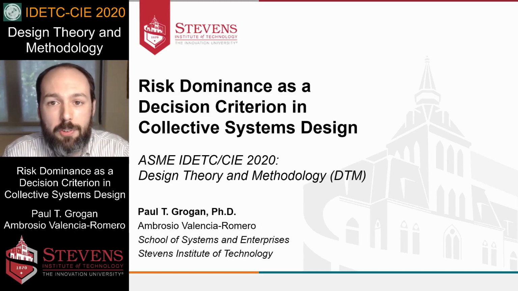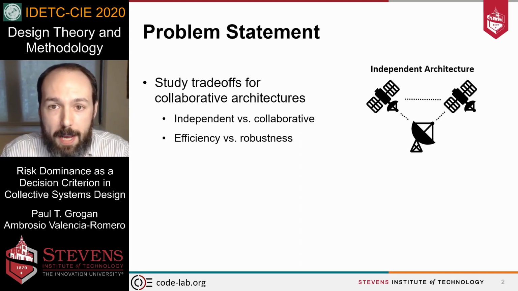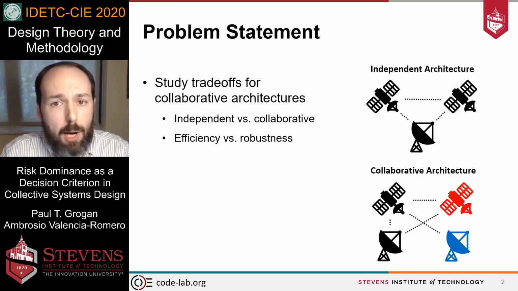This talk is Risk Dominance as a Decision Criterion in Collective System Design. This work studies trade-offs that are inherent for collaborative architectures. For example, in the space systems domain, there's a key trade-off right now between independent architectures, where one organization fields all of the infrastructure necessary for a mission, versus collaborative architectures, where organizations share resources during mission operations.